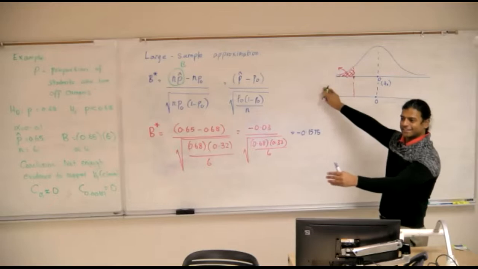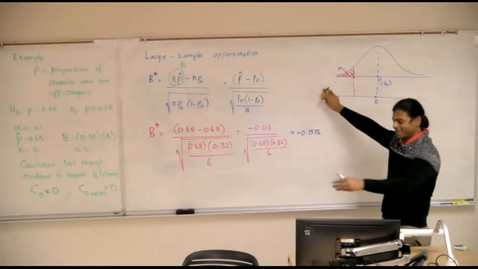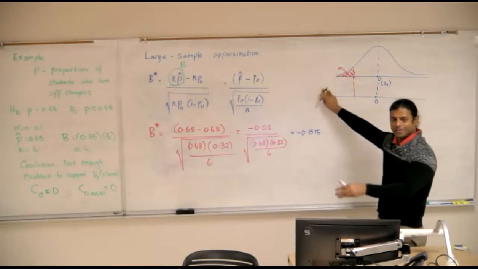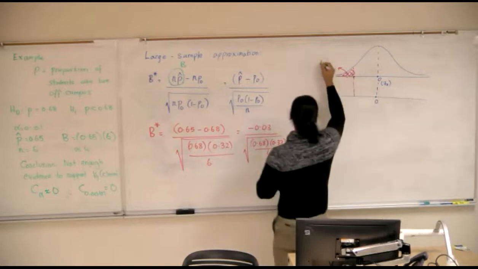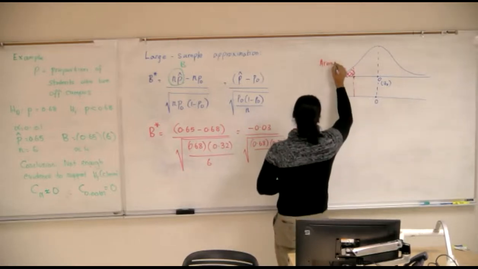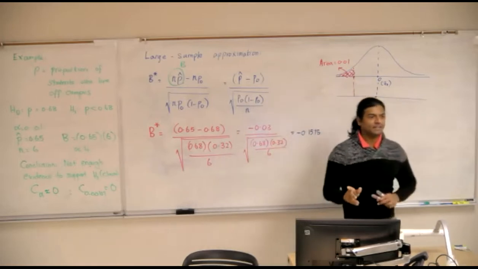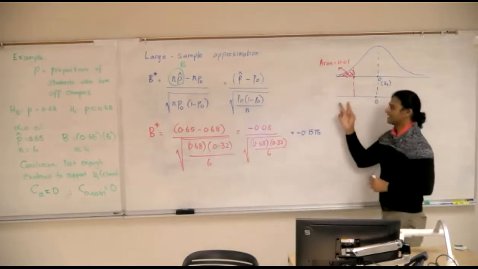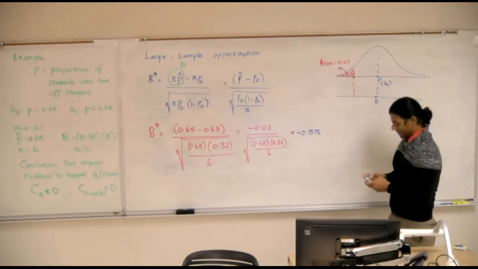He's kind of getting there. What's given in the problem? Is 0.05 given in the problem or 0.01? 0.01. And naturally, this number has to be negative. That critical value is below 0.